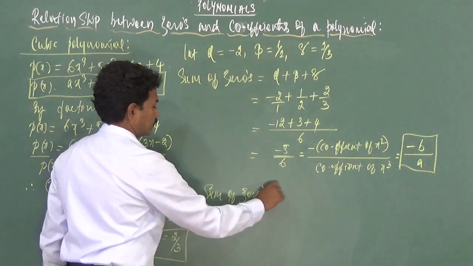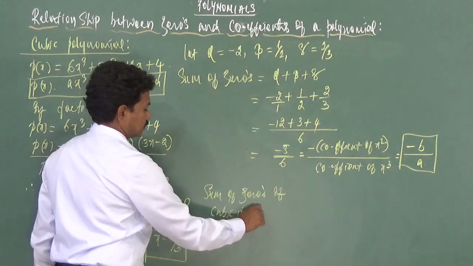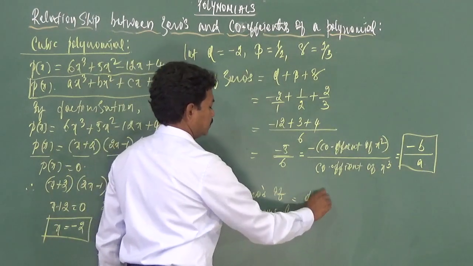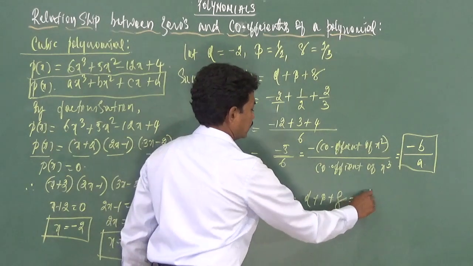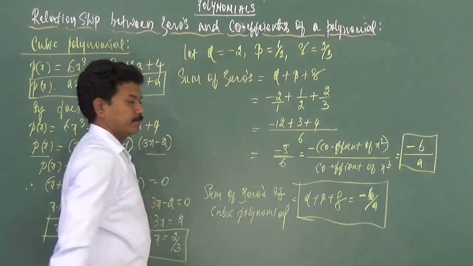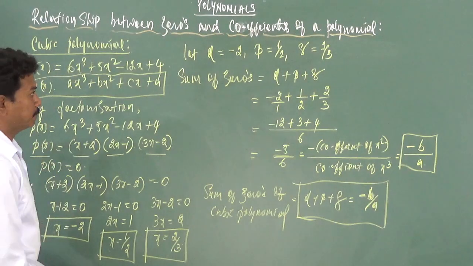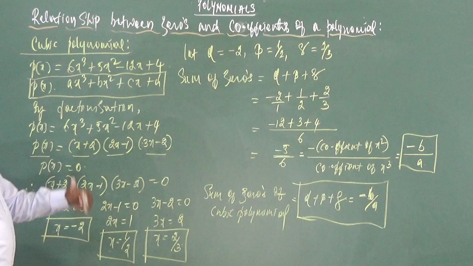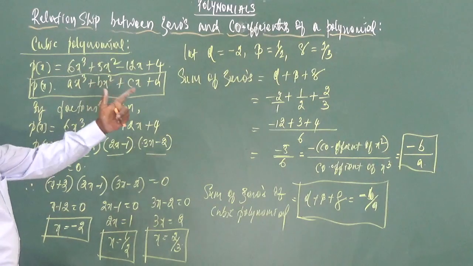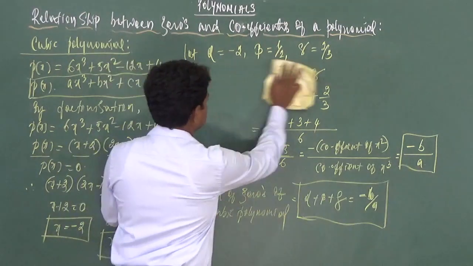So therefore I can write the formula here: sum of zeros of, not quadratic polynomial, it's a cubic polynomial. Sum of zeros of a cubic polynomial, alpha plus beta plus gamma, is equal to minus b by a. So this is the formula you have to remember. That is for 3 mark questions, which is very important. Okay. Let us go with some other kind of possibility of zeros and the relation between the coefficients of a polynomial. So regarding cubic polynomial, I will go with this.